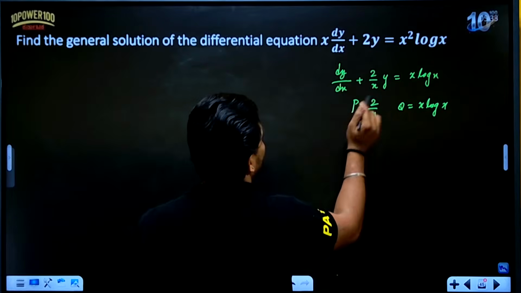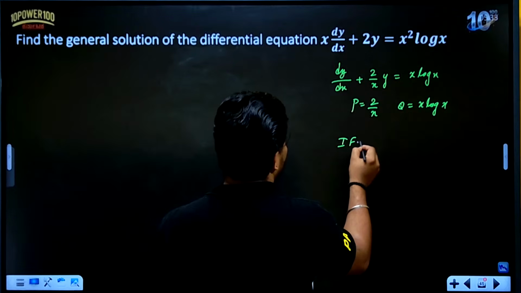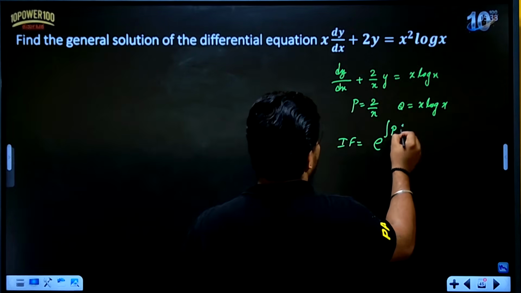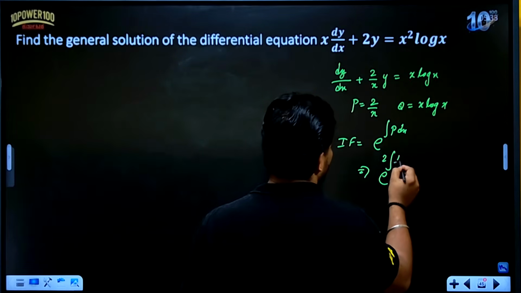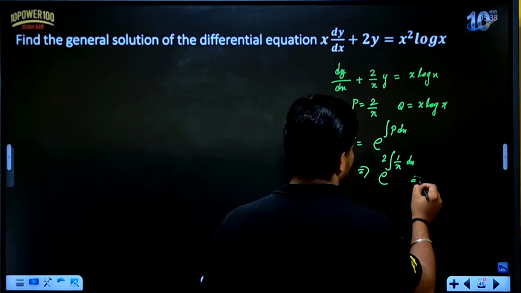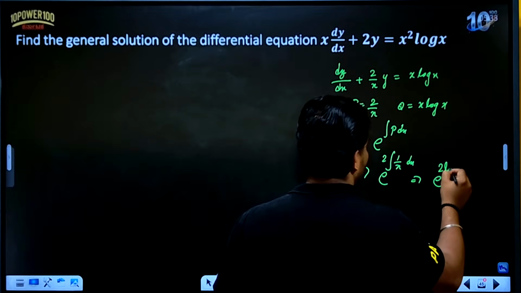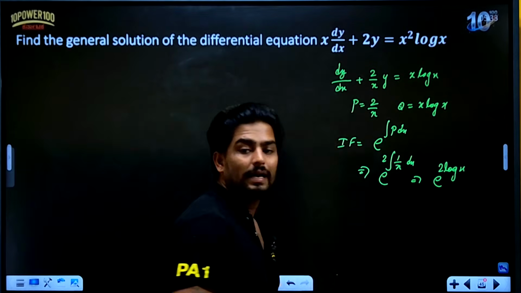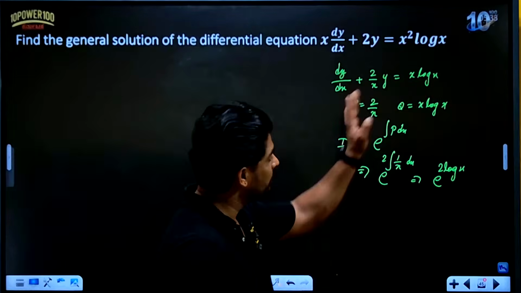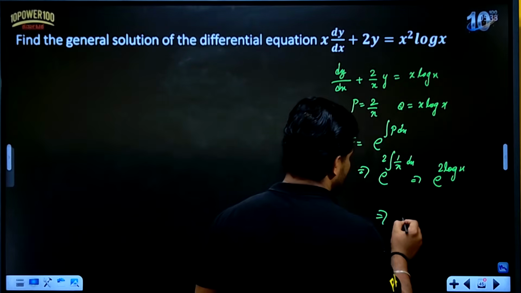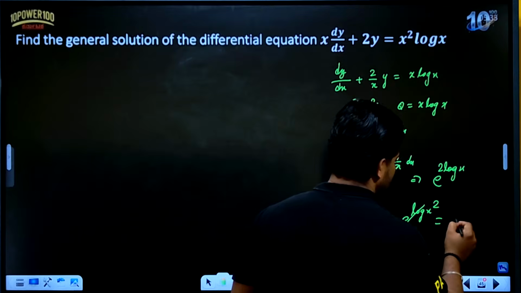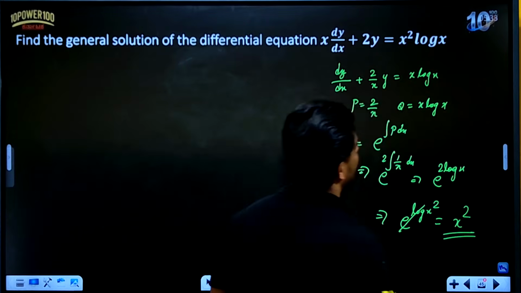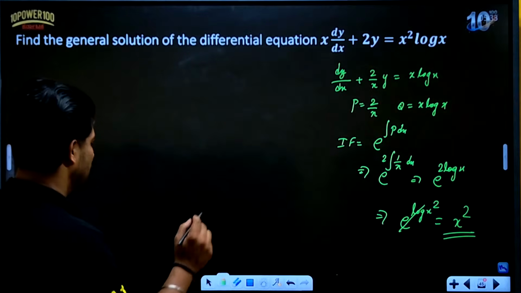So now the integrating factor is e to the power integral of p dx. Be careful: e to the power integration of 2 into 1 by x dx. So it's nothing but integration of 2 log x. As I said earlier, we can't cancel the 2 like that, so send the 2 to the power. So what happens? e to the power log x square. Okay, now we can cancel this. Integrating factor is x square. Okay, integrating factor is x square.